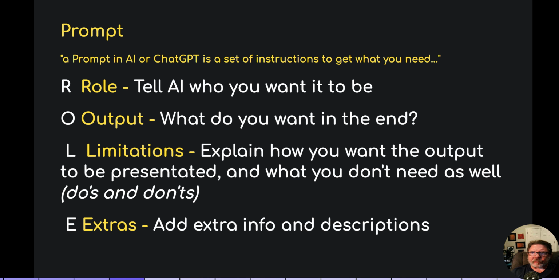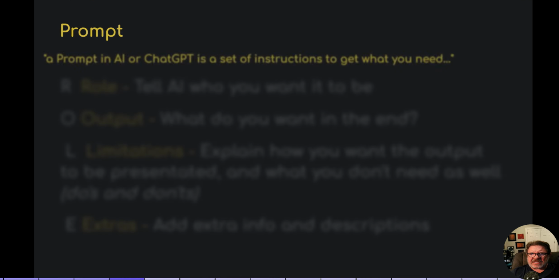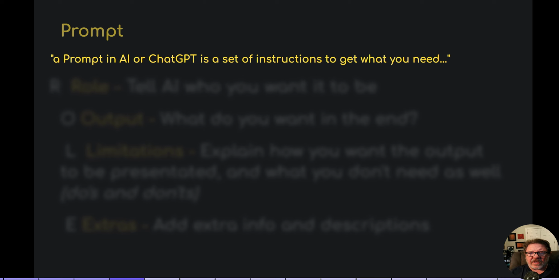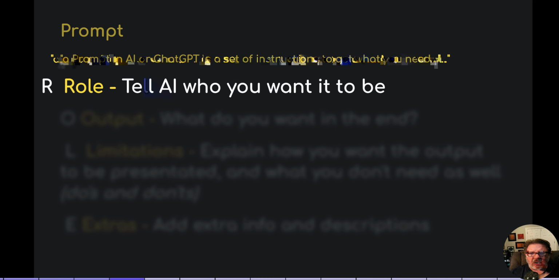First of all, a prompt. In ChatGPT, a prompt is a set of instructions to get what you need. All right. So what I've done is I've created something called a role, ROLE, and we'll talk about what each one of those letters means. But first, the R in role is actually role, which is tell AI who you want it to be. The first thing you do is establish the role you want AI to play.